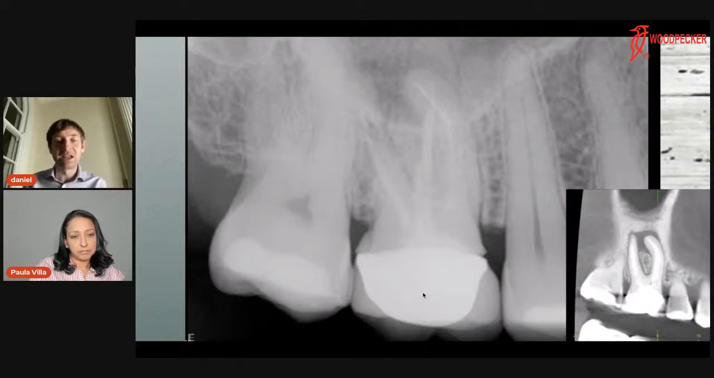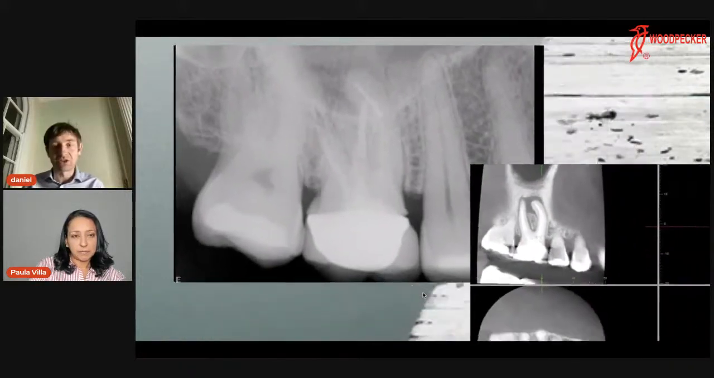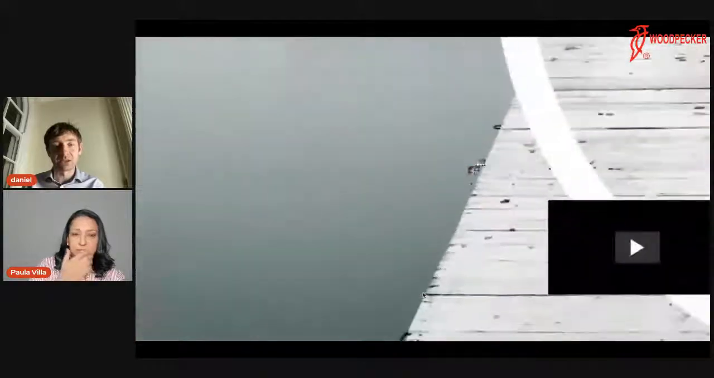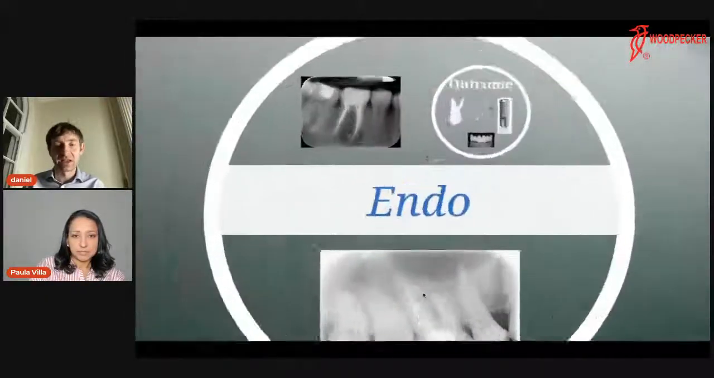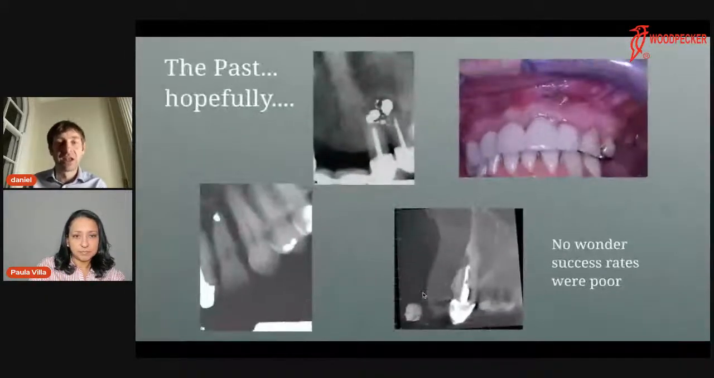So there's so many variables involved in all these decision makings that we really need to have an open mind and to be able to go through all the options with the patients specifically, to be able to give them a good guide on how to do it.